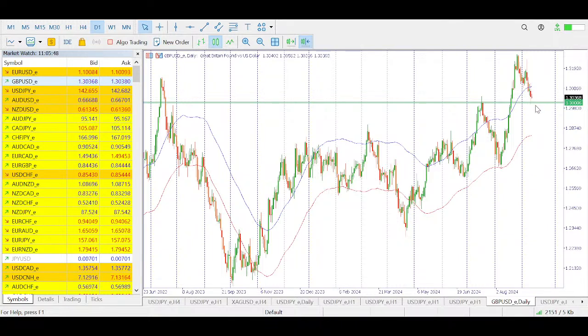If the price goes up to this point but does not break below it, this should give us a good place to look for a buy from, at least up to this resistance level, which is 1.32629.